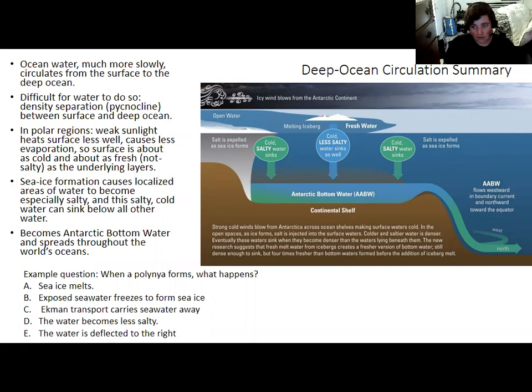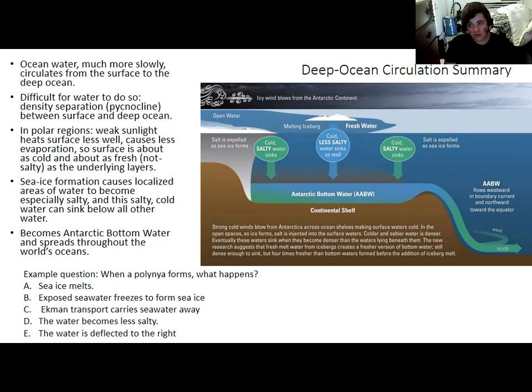Glad to hear that. And this is something that happens in the Arctic also. It happens in the North Atlantic Ocean primarily. And both Antarctic bottom water and North Atlantic deep water, which is the Arctic equivalent of this, play an important role in circulating ocean water, including dissolved oxygen and nutrients, throughout the world's oceans.